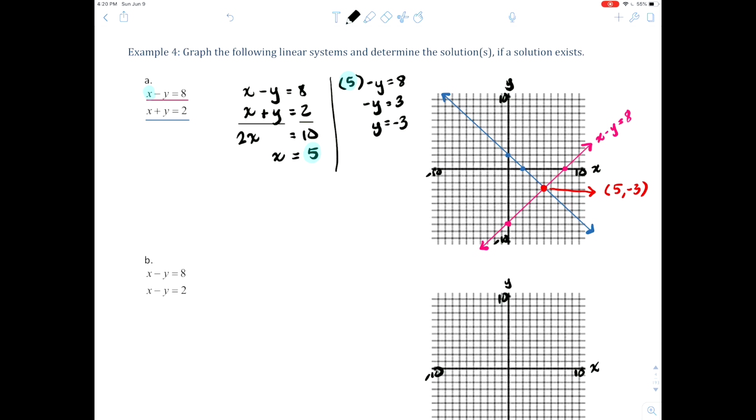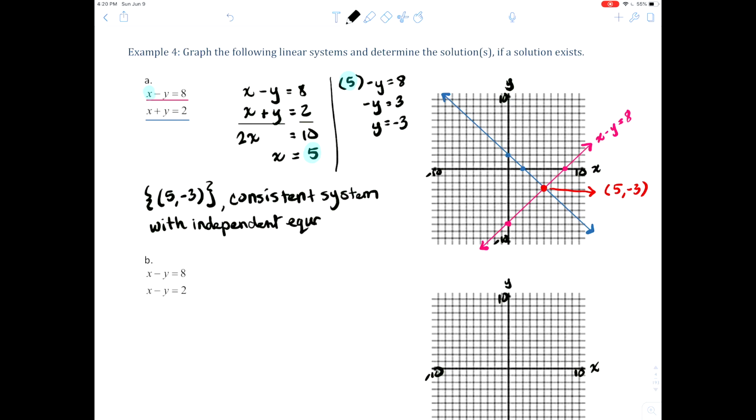So at the end of the day, in our grown-up math notation, we got the set of a single ordered pair, 5, -3. This is a consistent, beautiful system with independent equations.